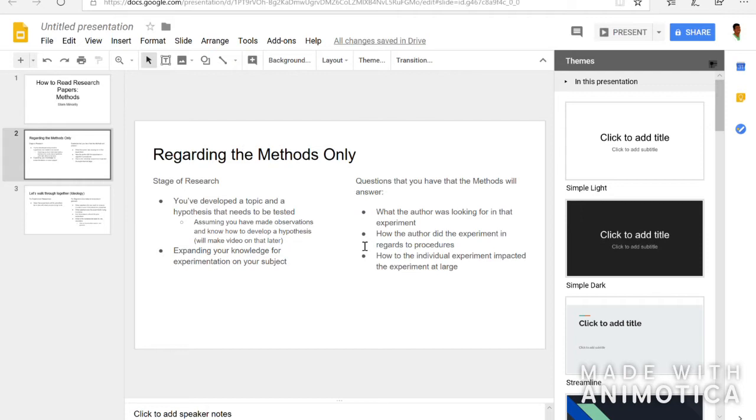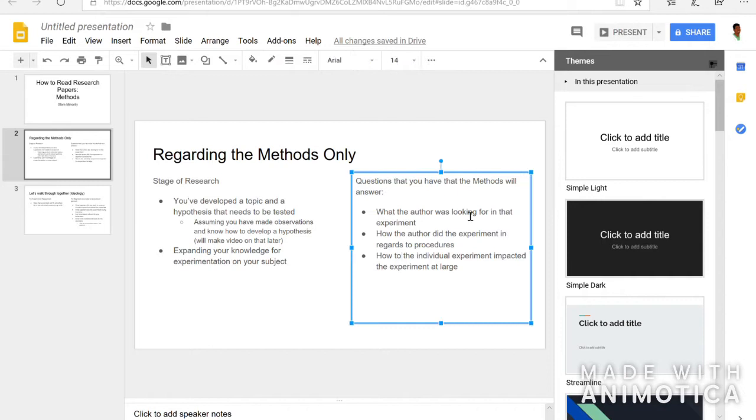And I don't even know, and you wouldn't even know where to start, you know? So the author might sometimes go step by step as to what they did to do the experiment, or what procedures they followed to do the experiment. And then finally, how the individual experiment affected the experiment at large.